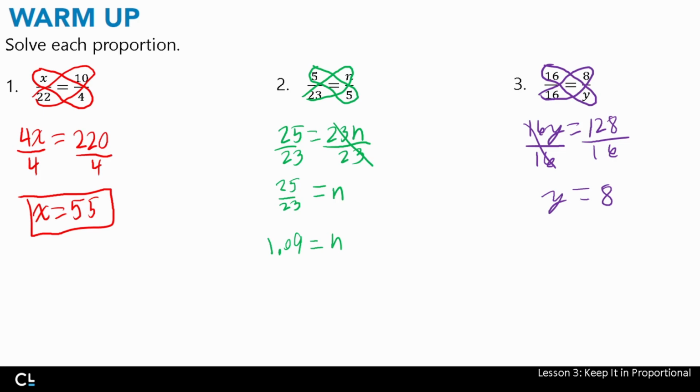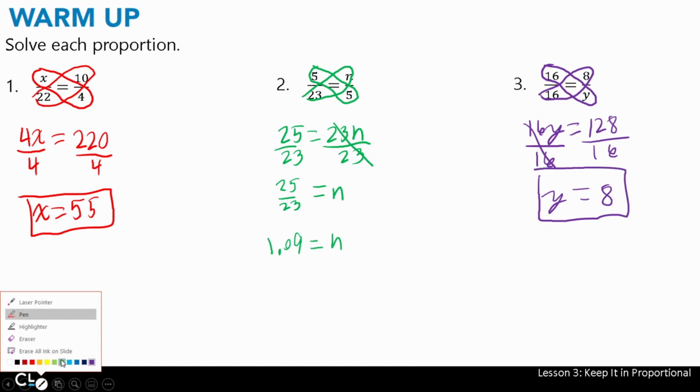And the reason is, this is a 1-to-1 proportion, right? 16 over 16 is 1. So that means this is just going to be 8 over 8. And that's how that works, right? It's the 1-to-1 proportion. And these are our answers. Oh, I didn't box off my green answer. Box that off. Oh, it looks sloppy.